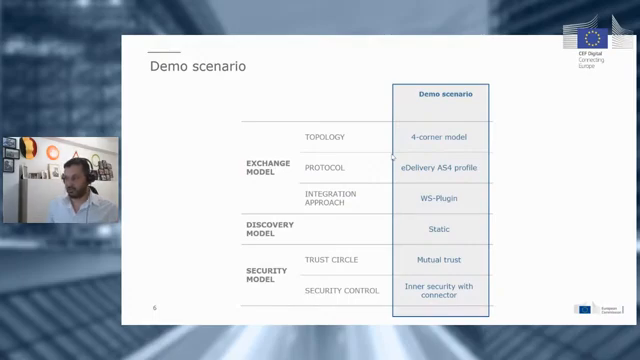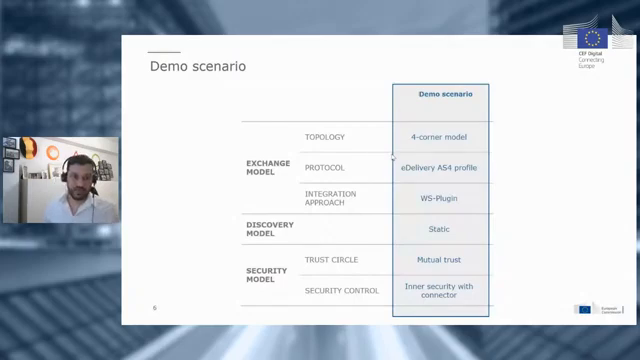So in the demo scenario, we are going to use the four corner model. The protocol is the eDelivery AS4 profile. The integration approach is the integration between the backend and the access point. In our demo, we are going to use the web service plugin. There are other plugins also available that can be utilized, but in this demo we are going to use the web service plugin, which is based on the SOAP protocol.